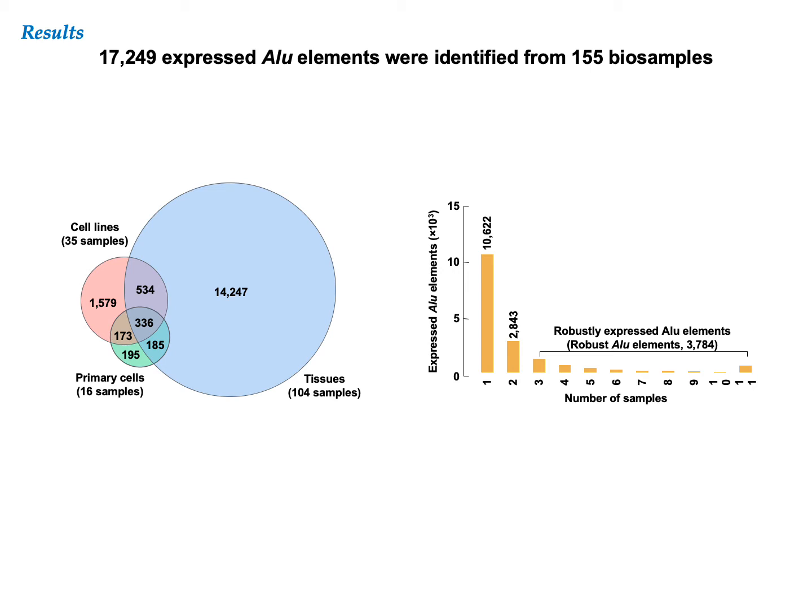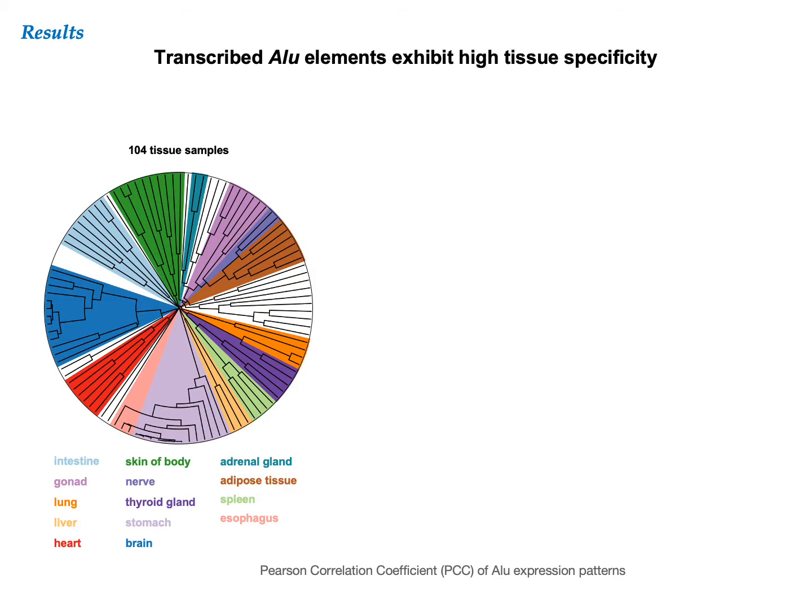For downstream analysis, we define those 3,784 elements that were expressed in 3 or more samples as being robustly expressed. We examined the tissue specificity of the 17,000 expressed Alu elements across the 104 tissue samples. With colors indicating tissue types, we can see that samples of the same tissue cluster together according to the Pearson correlation coefficients of their Alu expression patterns.